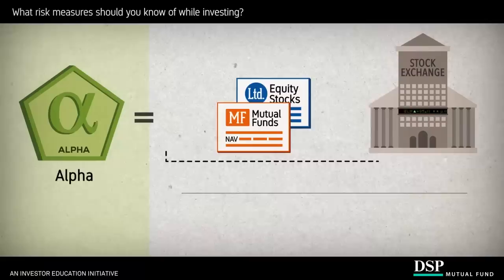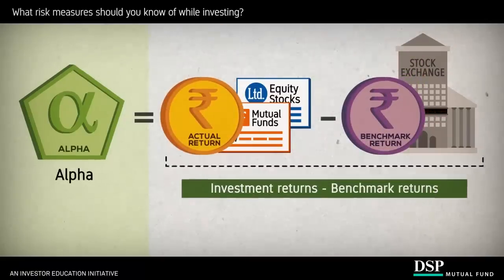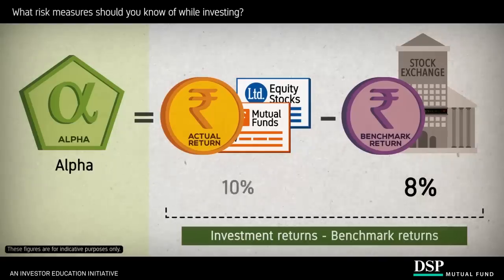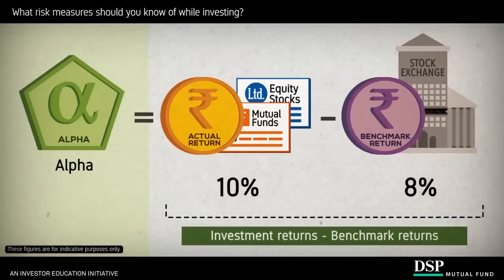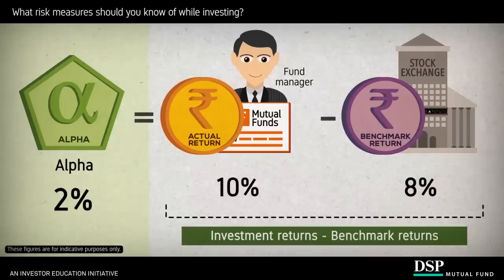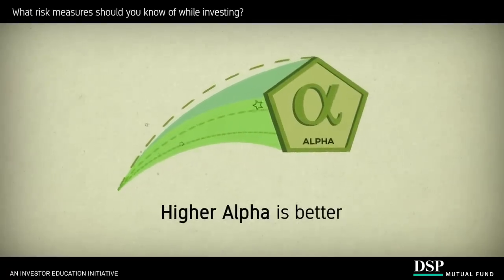Alpha is calculated simply by deducting the benchmark return from the investment return. For instance, if the benchmark delivered 8% and your mutual fund investment gave you 10% returns, alpha will be 2%. This simply means that the fund manager, through his actions, was able to outperform the benchmark by 2%. In general, a higher alpha is a good indicator of performance.